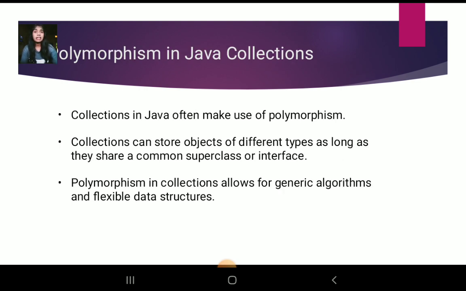Polymorphism in Java collections. Collections in Java often make use of polymorphism. Collections can store objects of different types as long as they share a common superclass or interface. Polymorphism in collections allows for generic algorithms and flexible data structures.